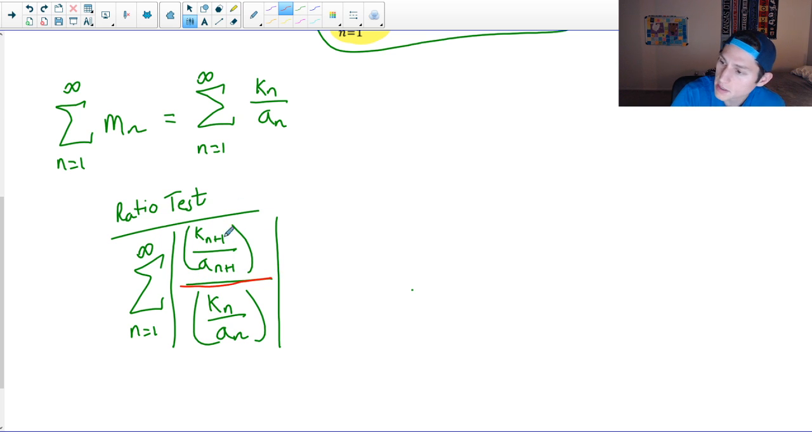Right, so above this red line is just this, but with n plus 1. Below the red line is just this, but with n. Right, that's what the ratio test is. We divide them. We see what we get. If it's something that's less than 1, then we can say that it converges. All right, so now let's just do some simplifying.